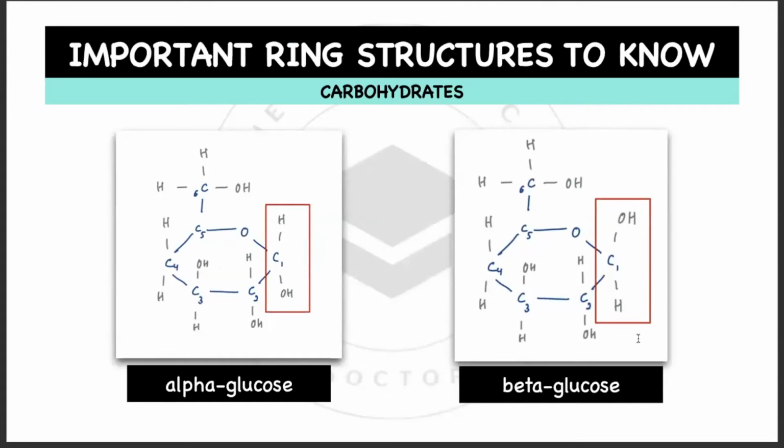Okay, so before I enter on amylose and amylopectin structures, here's a refresher. This is how the alpha glucose looks like, and this is how the beta glucose looks like. So take note of the position of the hydroxyl in the carbon 1. For alpha, it is below. For beta, it is above.